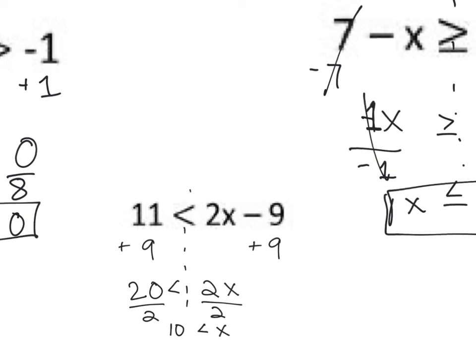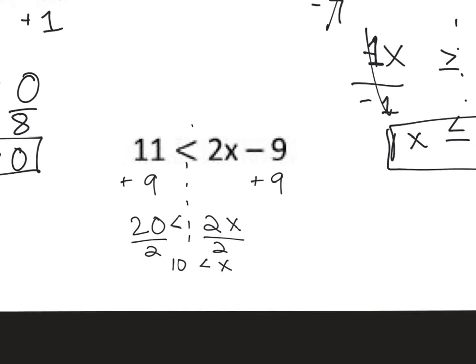Now remember, mathematicians like to put their variables first. So we take this and we can switch it for our final answer to be x is greater than 10. These two are the same, right? It's still the same number. So x is greater than 10.